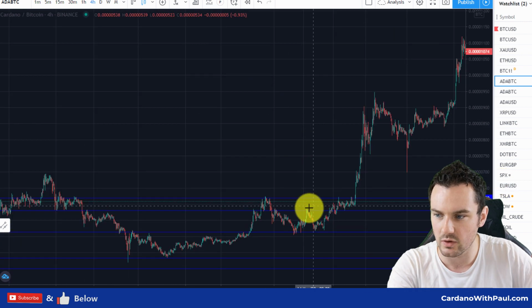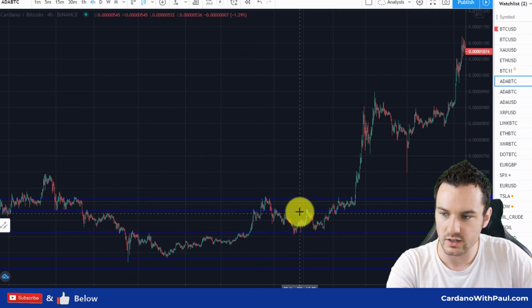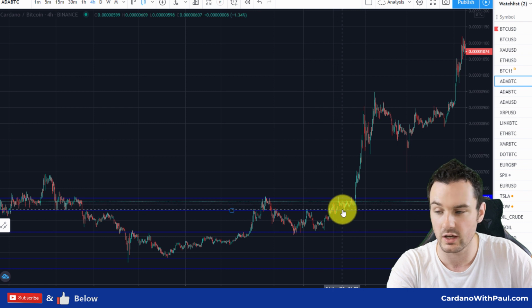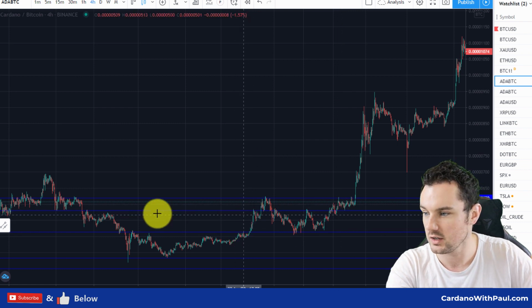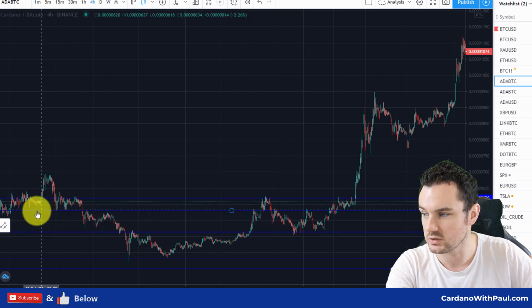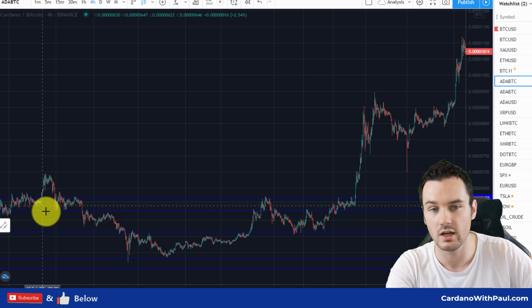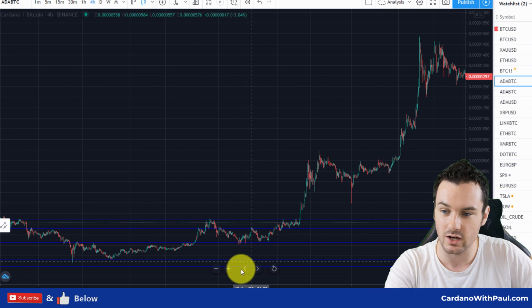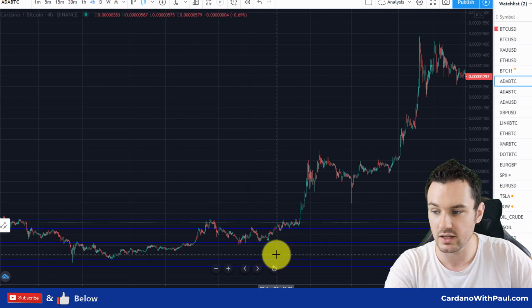581 is the next one then. So again, it was a resistance here. It then flipped and became support here. It was resistance here. It was resistance here. It was support before that over here. So again, these lines are important lines in the history of the ADA price against Bitcoin.